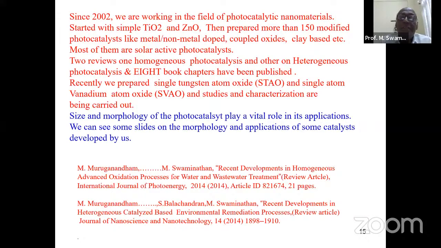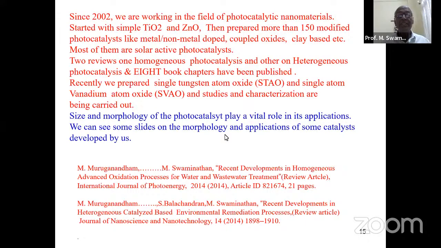Recently, we prepared some single tungsten atom oxide and single vanadium atom oxides, and characterizations are being carried out. Basically, the size and morphology of the photocatalysts play a vital role in their applications. You'll see some of the catalysts, their morphology and their applications in a fast manner. These are the two reviews that we published in 2014, a long time back.